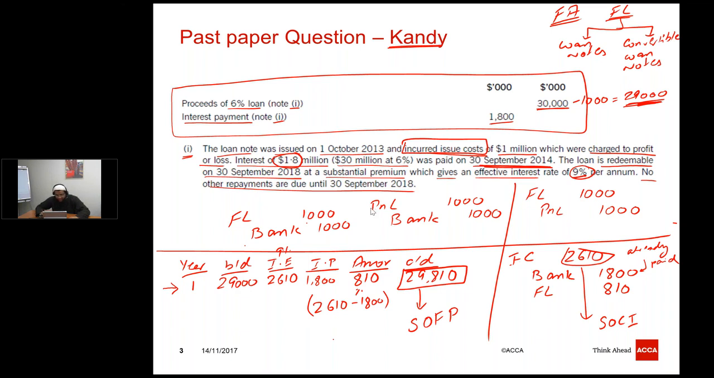Harsh is asking again, in SOFP what do we put, sir. Harsh, in SOFP we are going to write this 29810 as a non-current liability. Yes, this is a financial instrument question. Shiza Salim is asking from where 29810. Okay, yes, Shiza. 29810 is a non-current liability. So this is a non-current liability in the statement of financial position.